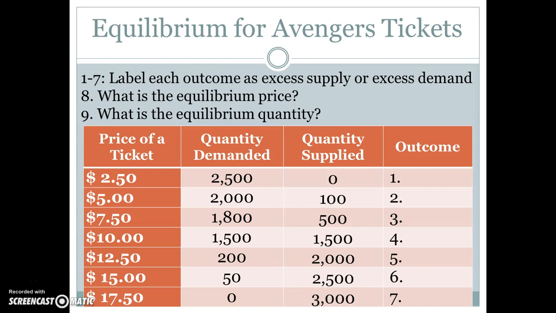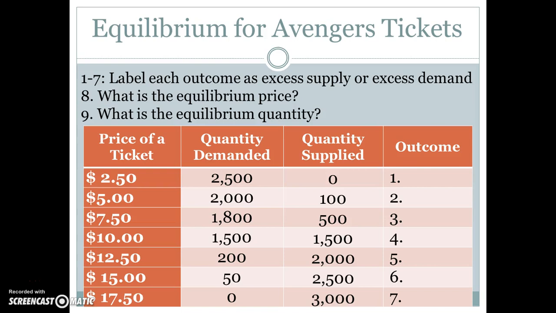At $5, we can see there's still a lot more people, 2,000, wanting to buy tickets than there are movie theaters wanting to sell tickets at $5. Only 100 movie theaters will sell tickets, or only 100 tickets will be sold by movie theaters at that price. So excess demand again, or a shortage again. $7.50, same deal, but we're getting closer. More people want to buy than movie theaters want to sell, so still excess demand.